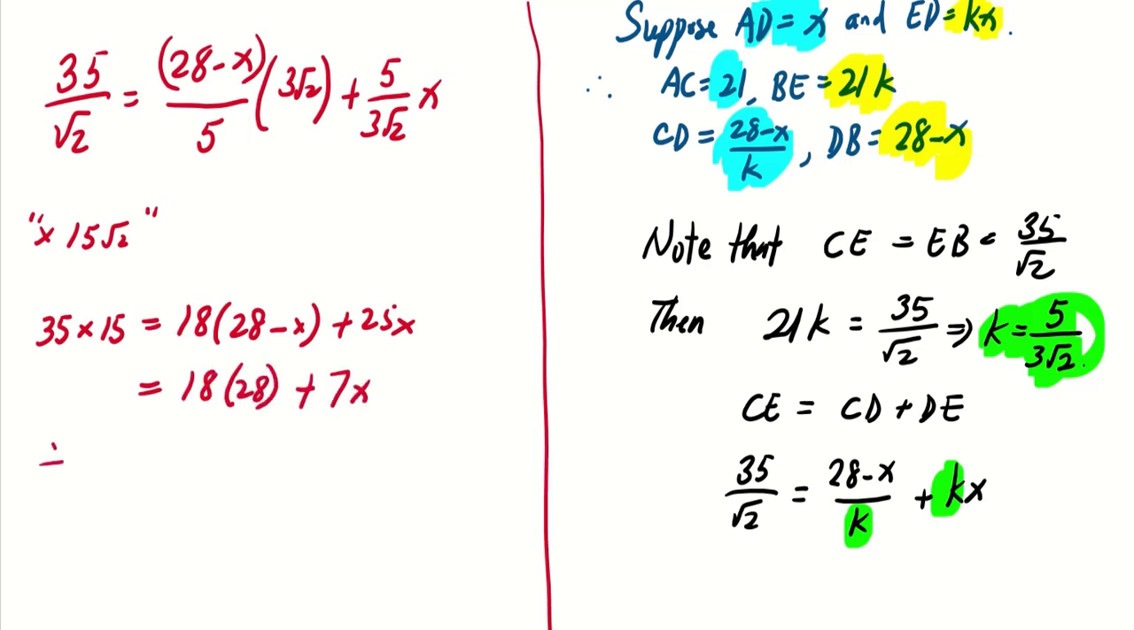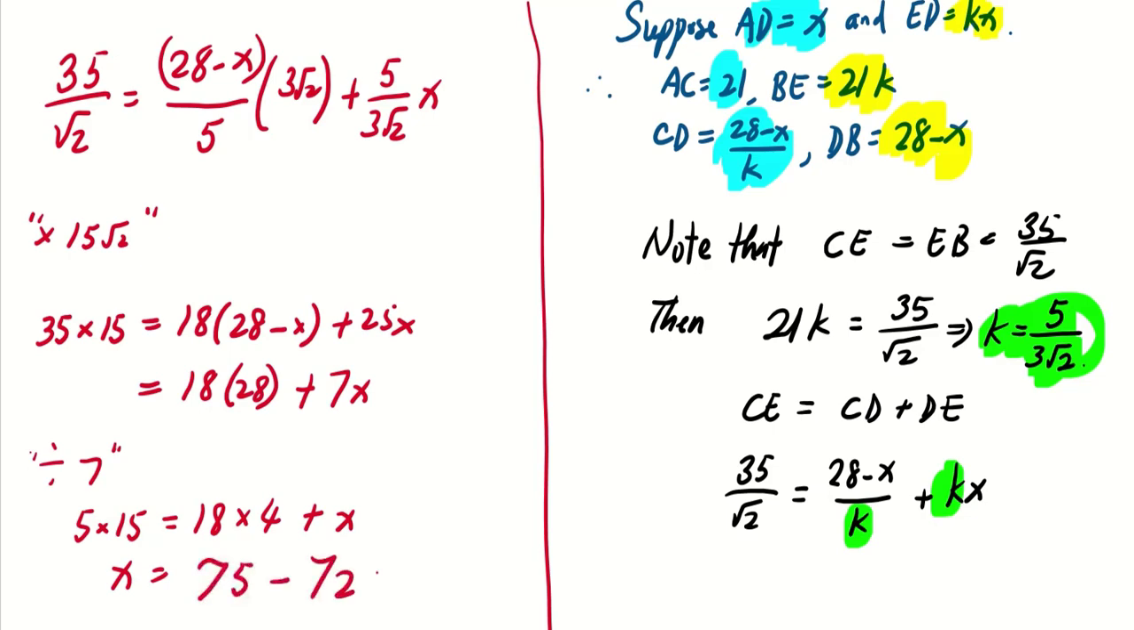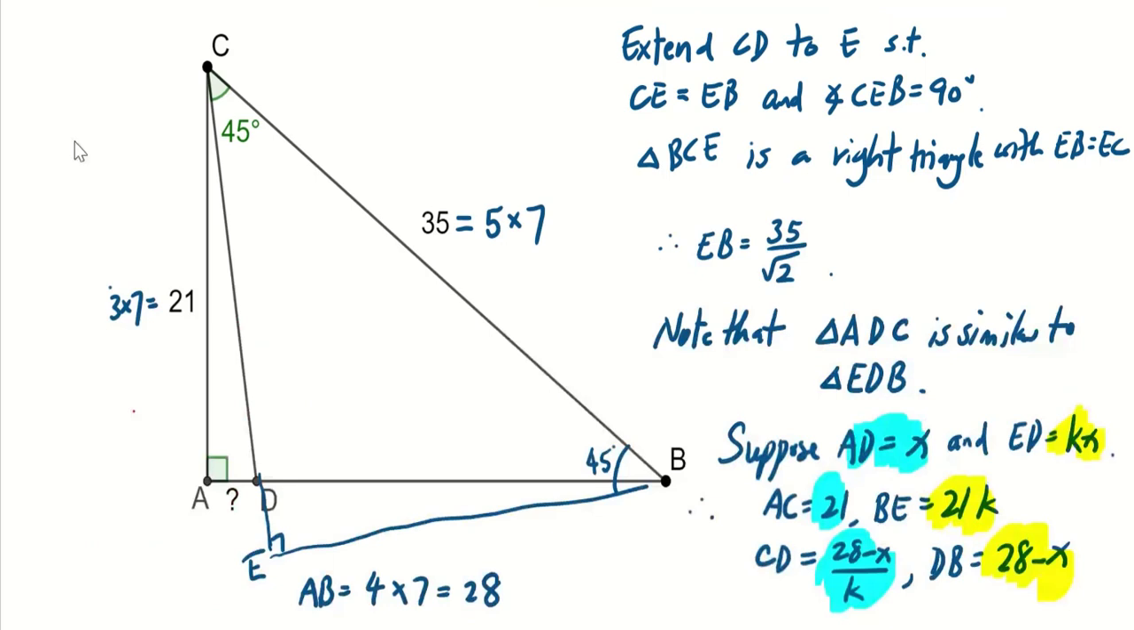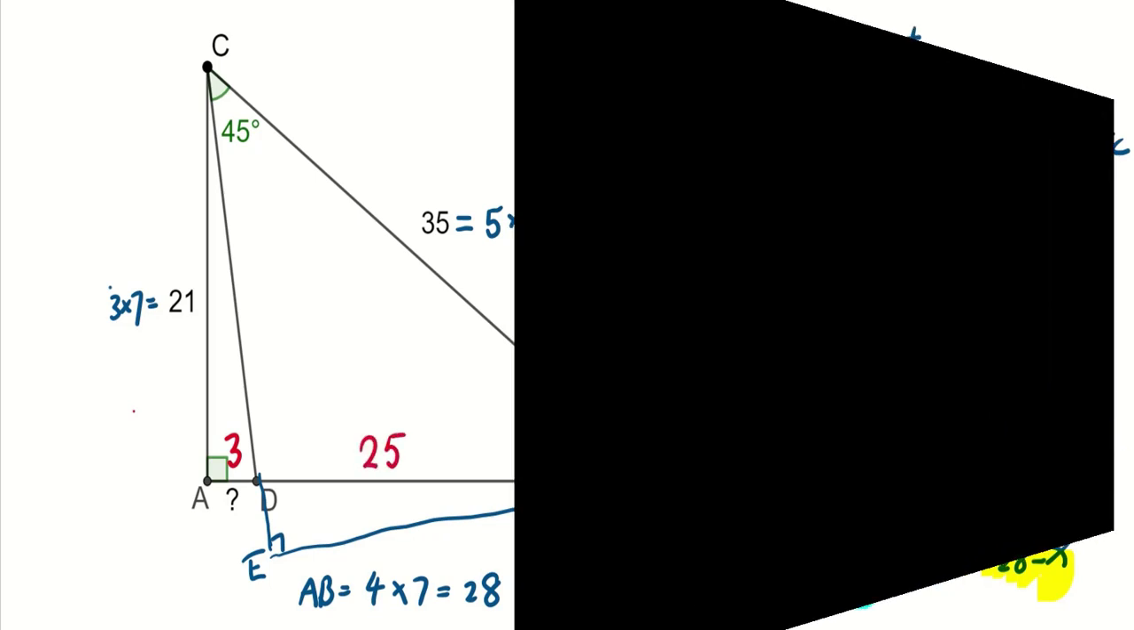Divide everything by 7. So on the left hand side, 5 times 15 equals 18 times 4 plus x. So x will equal 75 minus 72, and the answer is 3. So using this method, we know that AD is equal to 3, and therefore DB equals 25. And this is the end of method 1.